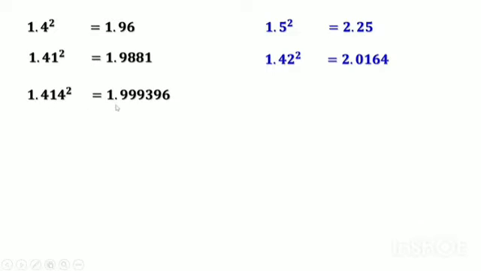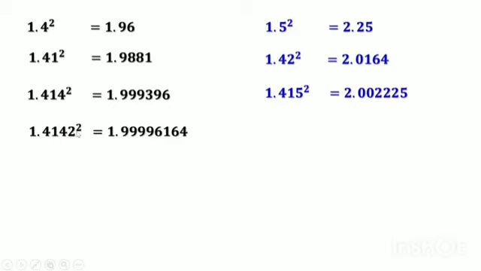1.414 square is 1.999396. 1.415 square is 2.002225. Therefore, the value of root 2 is in between 1.414 and 1.415. 1.4142 square is 1.999664. 1.4143 square is 2.00024449. Therefore, the value of root 2 is in between 1.4142 and 1.4143.